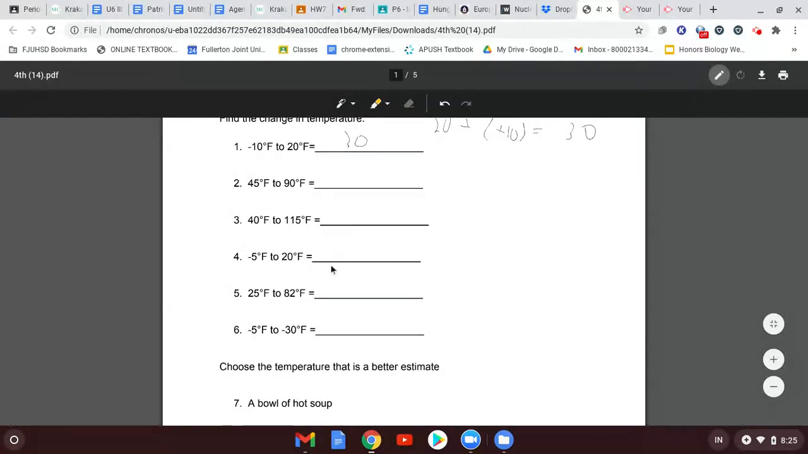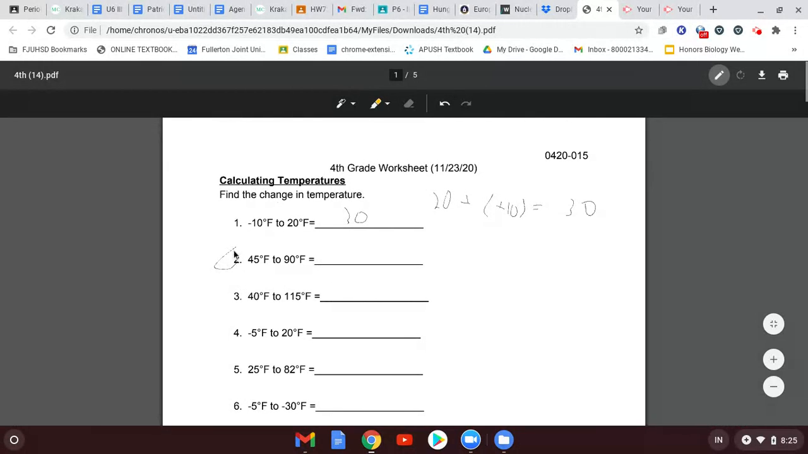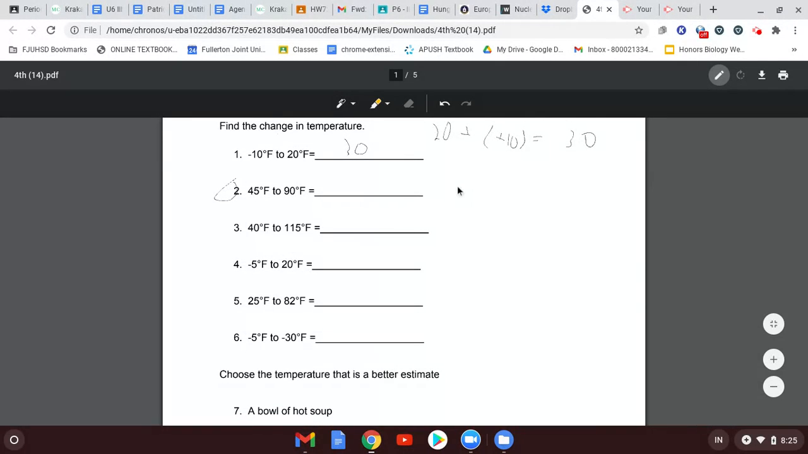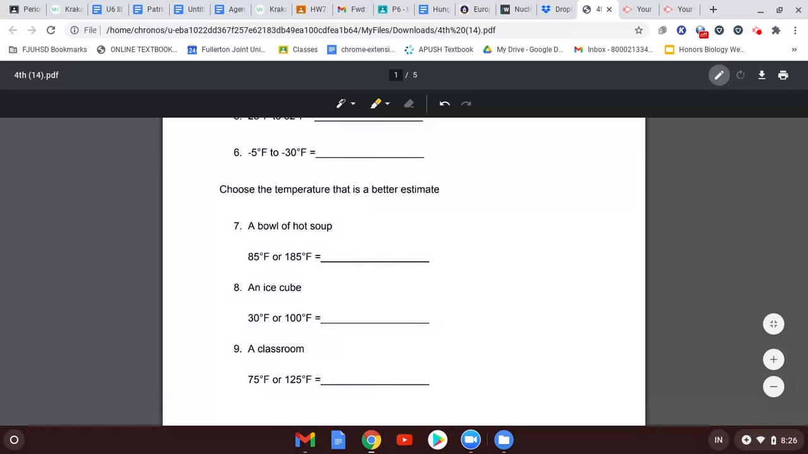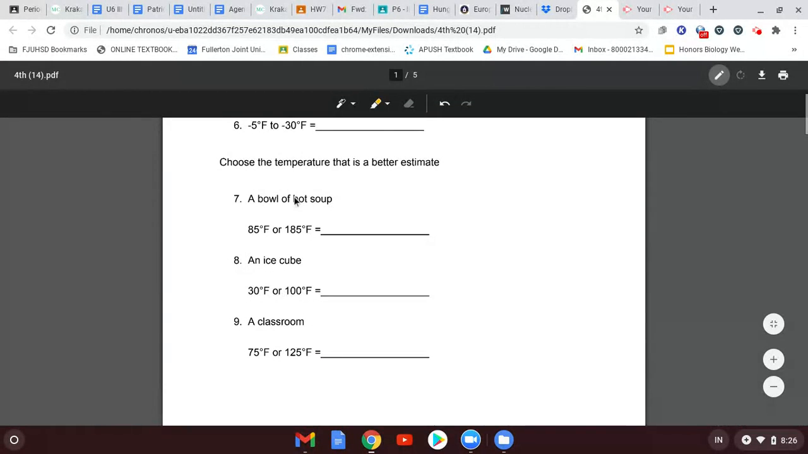Let's try doing one more. Okay. 45 degrees Fahrenheit to 90 degrees Fahrenheit. What's the difference? So we can just do 90 minus 45, which is 45. Okay, so the difference is 45 degrees. Okay. Let's try doing these. Okay. So, 100.